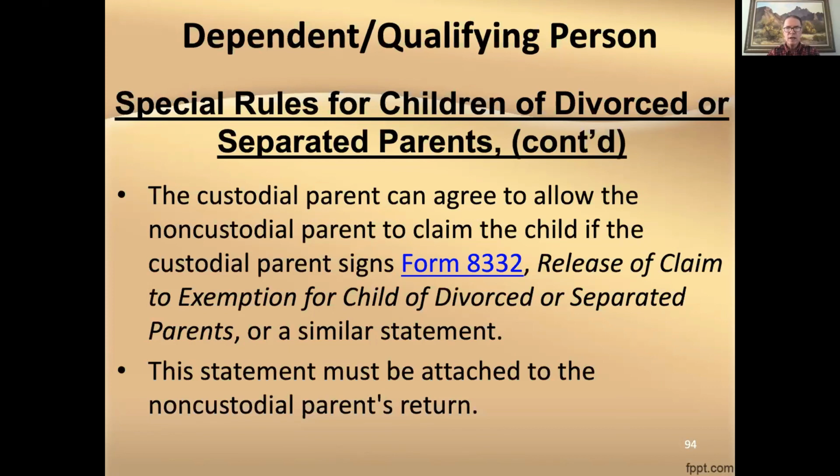And most of the time, what I've seen is the parents who come in have this agreement that one parent can claim one child and the other parent can claim the other child, or the other two children, etc., in odd years or even years. They all come in and bring their Form 8332 with them or their divorce decree. And so all we have to do is click on that Form 8332 to bring it up.